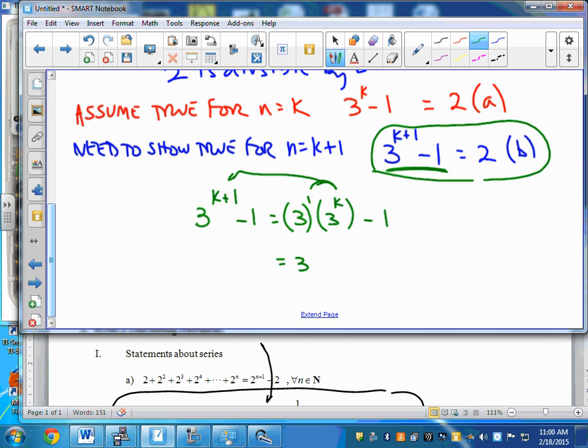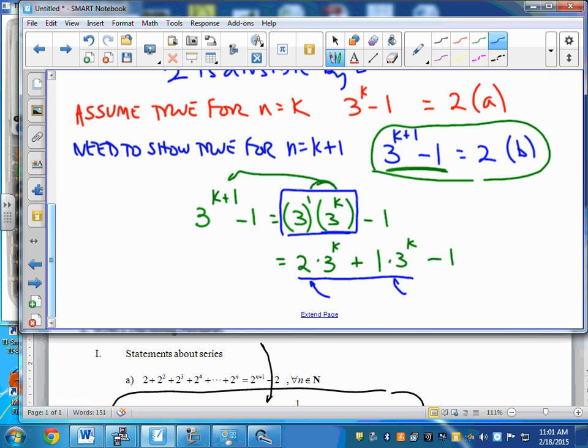Let's do it this way. This is going to be 2 times 3 to the k plus 1 times 3 to the k, and then I still have the minus 1. So what I've done is I've broken this up into these two terms. And it sort of makes sense. If you've got 2 of them and you add 1 more, that's 3 of them. So we do have 3 times 3 to the k.